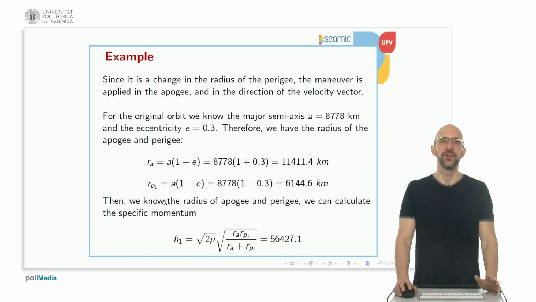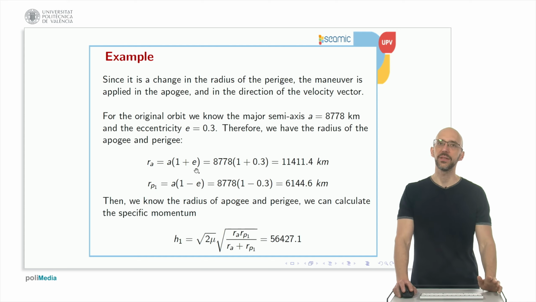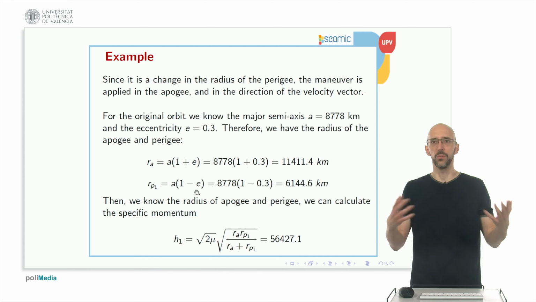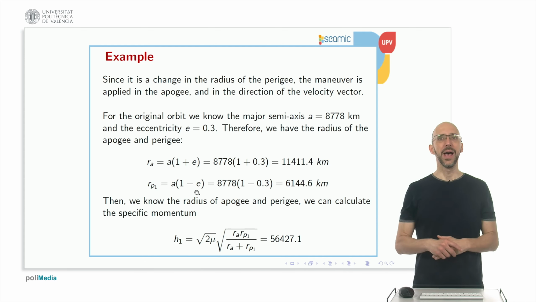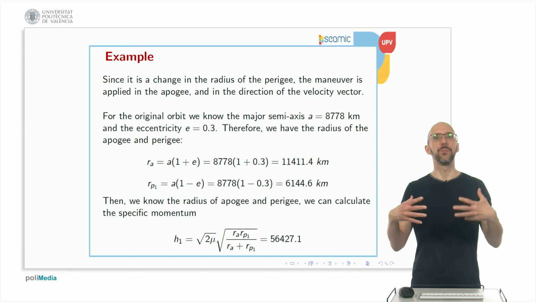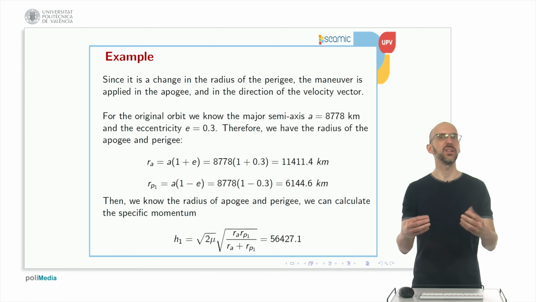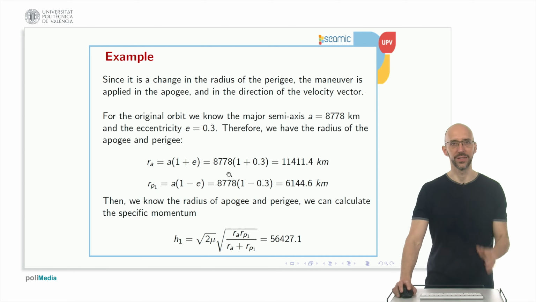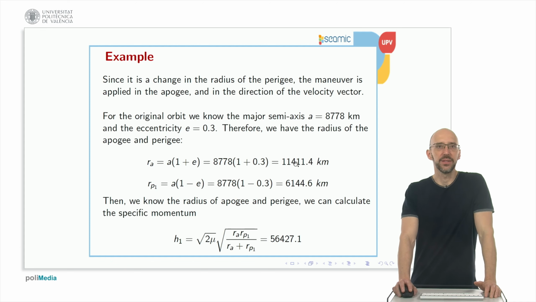Okay, so let's start with the first one. The radius of the apogee is always the semi-major axis times 1 plus the eccentricity, and the radius of the perigee is always the semi-major axis times 1 minus the eccentricity. These formulas come from mathematics. It's my mistake, I could have provided you with the radius of the apogee and perigee directly, but since we are here, let me introduce two more formulas. By the way, this is the radius of the apogee, this is the radius of the perigee.